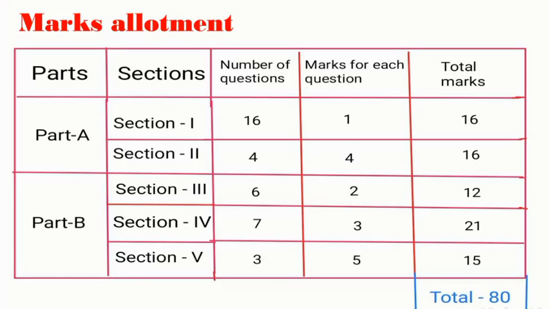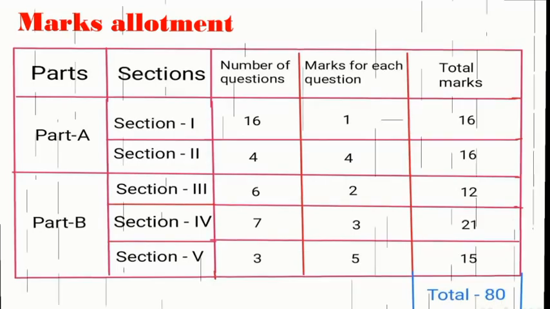Now section 3, 2 marks each will be given, 12 marks you will get. Section 4, 3 marks each will be given, 21 marks. Section 5, 5 marks each will be given, 15 marks. Total, if you add, means 48 marks. Part B 48, part A 32. So the total paper is for 80 marks.